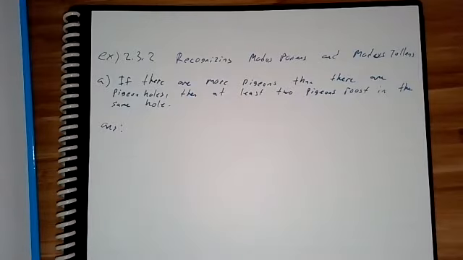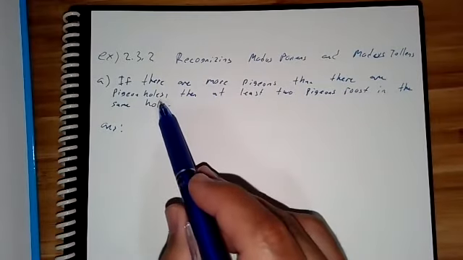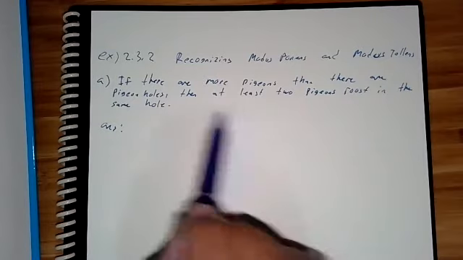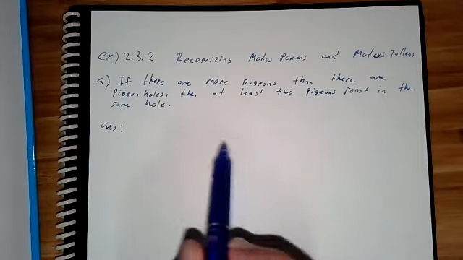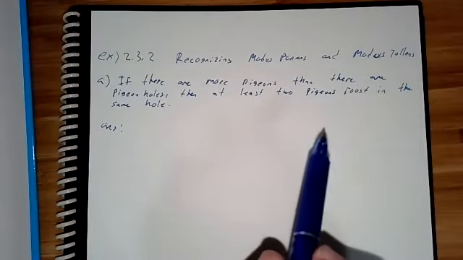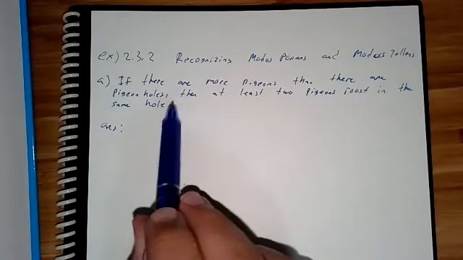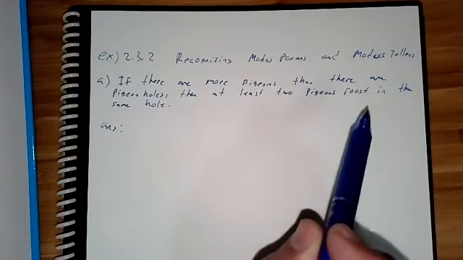Okay, if there are more pigeons than there are pigeonholes, then at least two pigeons roost in the same hole. So this is my two premises and my conclusion, right? So if P then Q, that's the first premise, right? And let's see here. So if there are more pigeons than there are pigeonholes, that's P, then Q: at least two pigeons roost in the same hole.